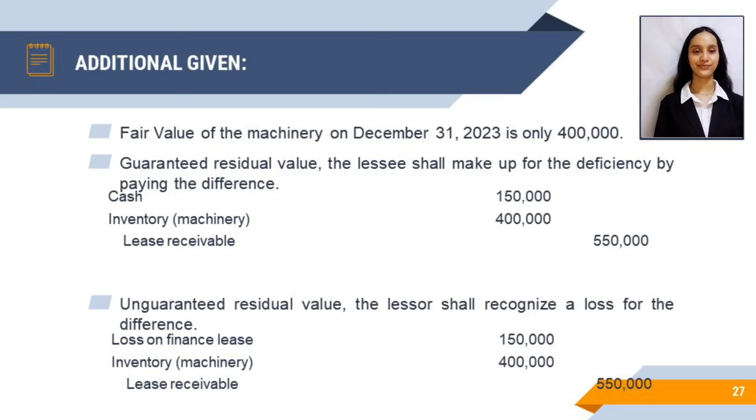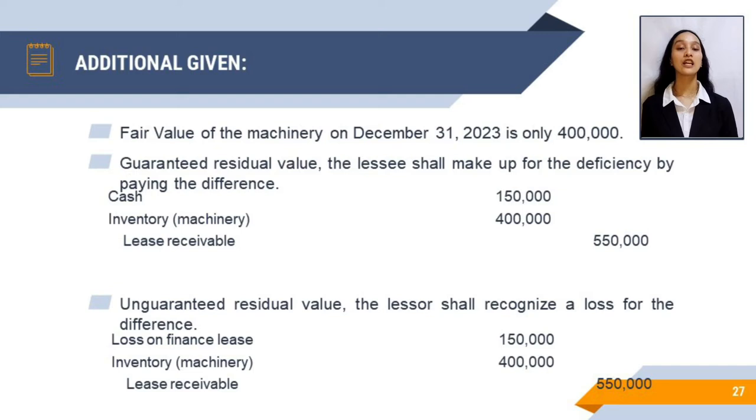So, under guaranteed residual value, the lessee shall make up for the deficiency by paying the difference. Ibig sabihin ng residual value na 150,000 ang ibabayaran ni lessee. Si lessee ang may shoulder. Ganito natin siya i-record. Debit cash of 150,000. Ito yung binayaran ni lessee. Ito yung deficiency na shoulder ni lessee. Then debit din ang fair value ni machinery, which is 400,000. We will credit the lease receivable of 550,000.